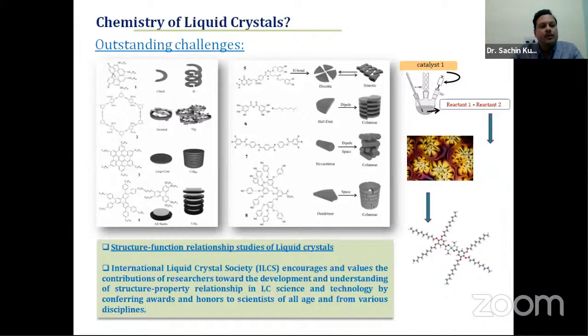Now, the question is: what is the chemistry of liquid crystals? What are we, as chemists, doing in this liquid crystal field? Actually, we are the people who provide the materials to physicists and material scientists according to their need. They direct us as to what type of liquid crystal materials they need, having very specific physical properties for device fabrication. Then we design and synthesize, using molecular engineering, these materials.